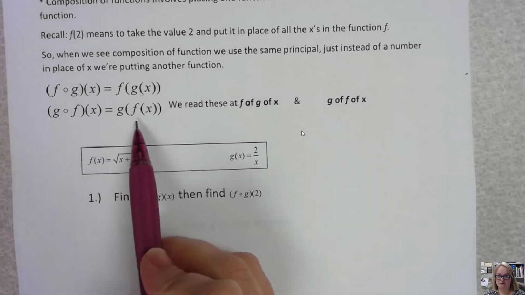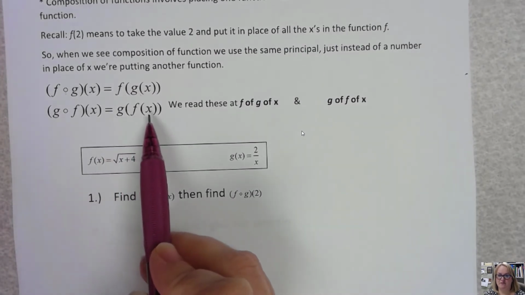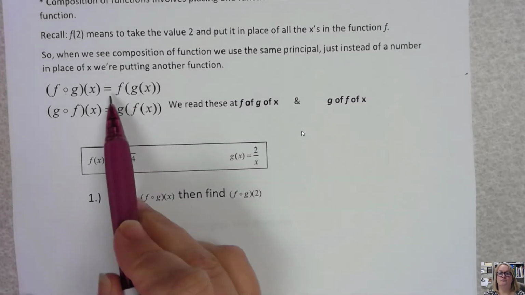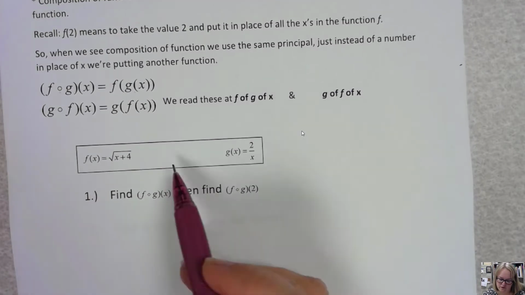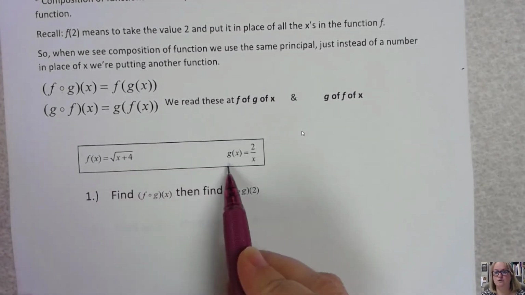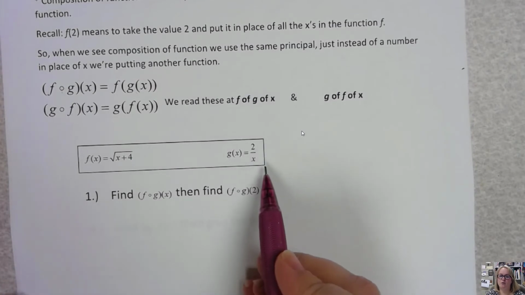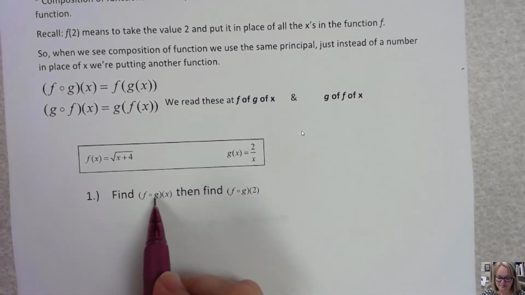Or you may see it written in this notation, g of f of x, where I would take the function f and fill it into the function g. Okay, so let's take a look. We have two functions, f, which is the square root of x plus 4, and g, which is 2 over x. And we're going to do the composite of f composite g first.